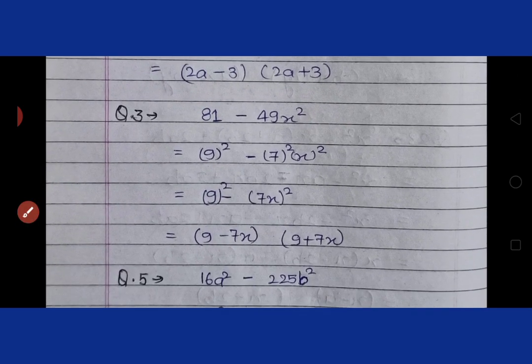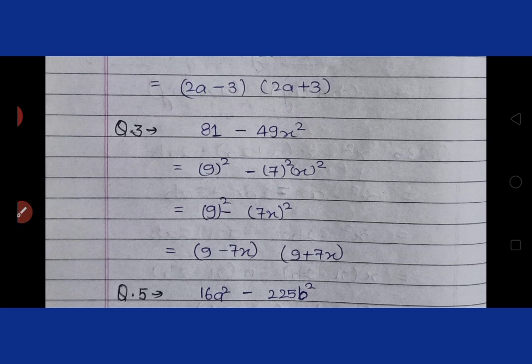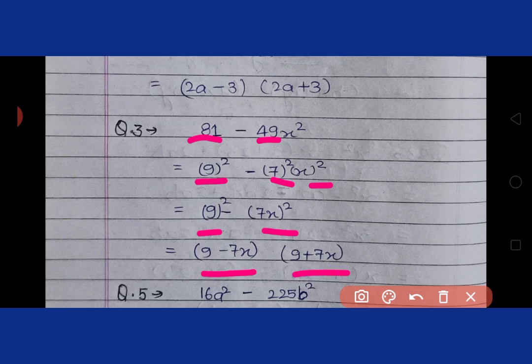In the next question it has given 81 minus 49x square. As we know that 81 is the square of 9 and 49 is the square of 7 and x square is given. So we can write here 9 square minus 7x whole square. So in the first bracket 9 minus 7x and in the second bracket 9 plus 7x we can write.